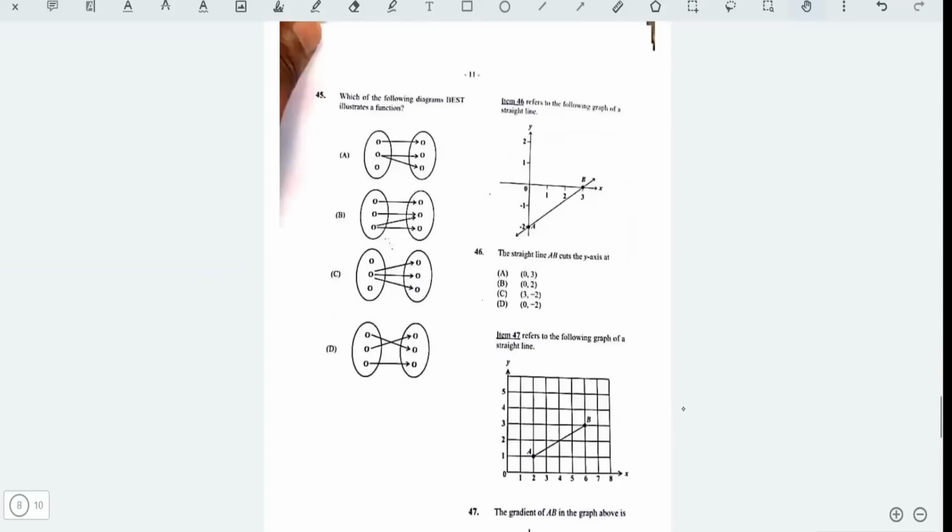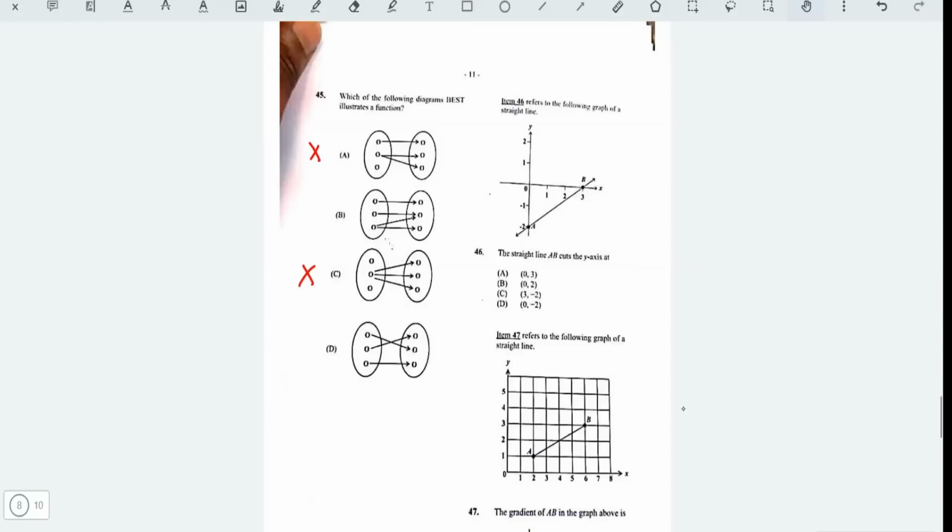Nice. Which of the following diagrams best illustrates a function? Now remember, a function says that each element in the domain must map to one element in the range. So as you can see, this is not a function because it doesn't map. Not a function, doesn't map. Now this right here maps twice, right?